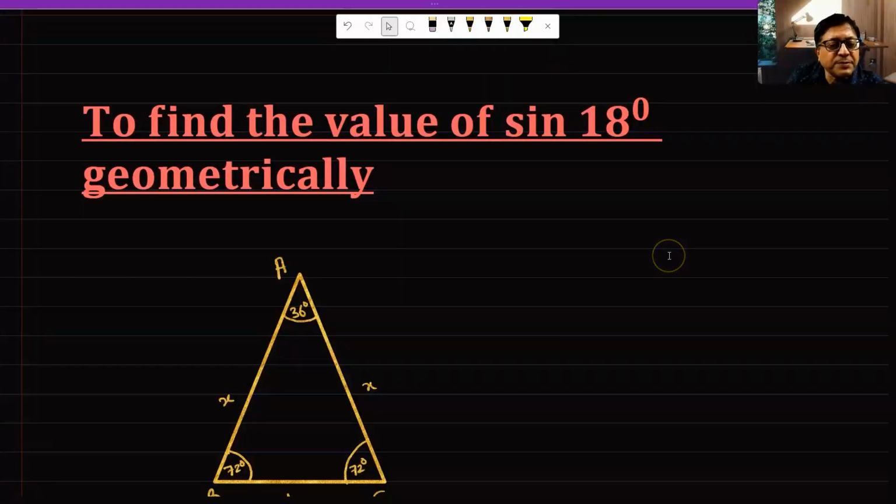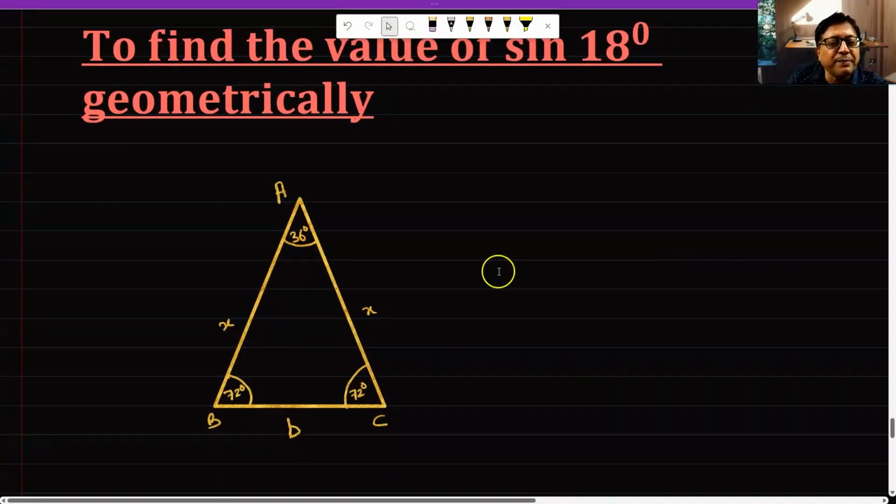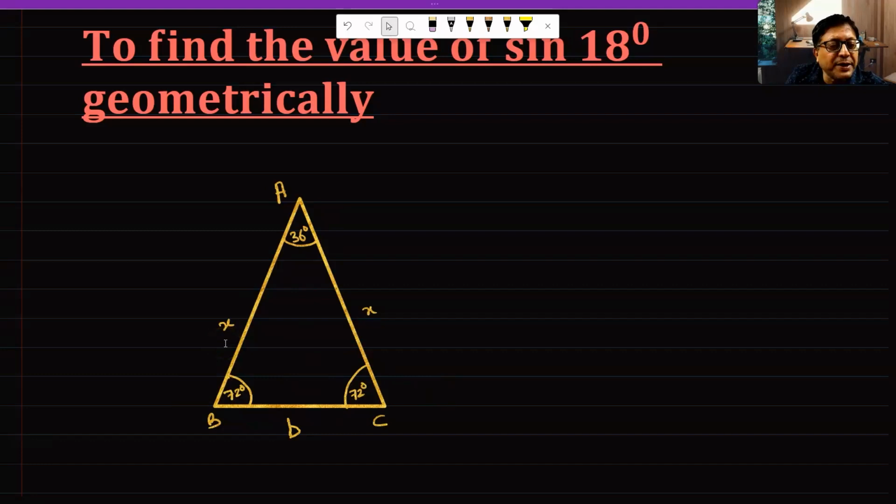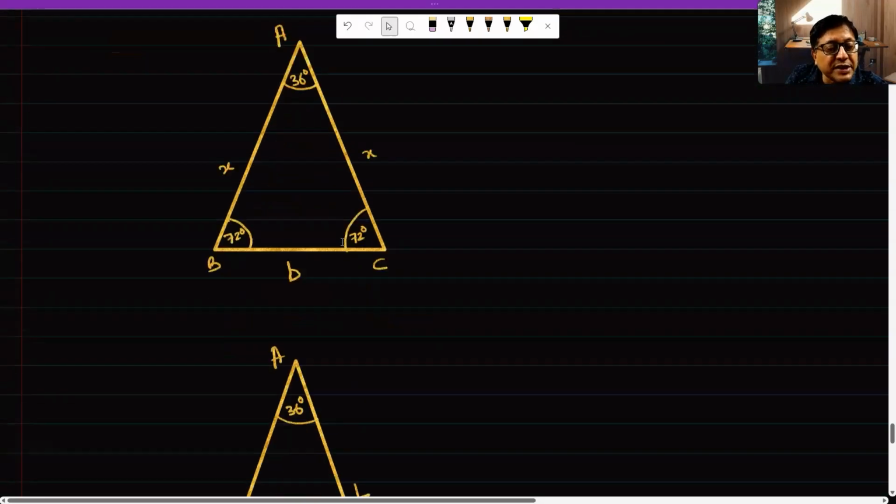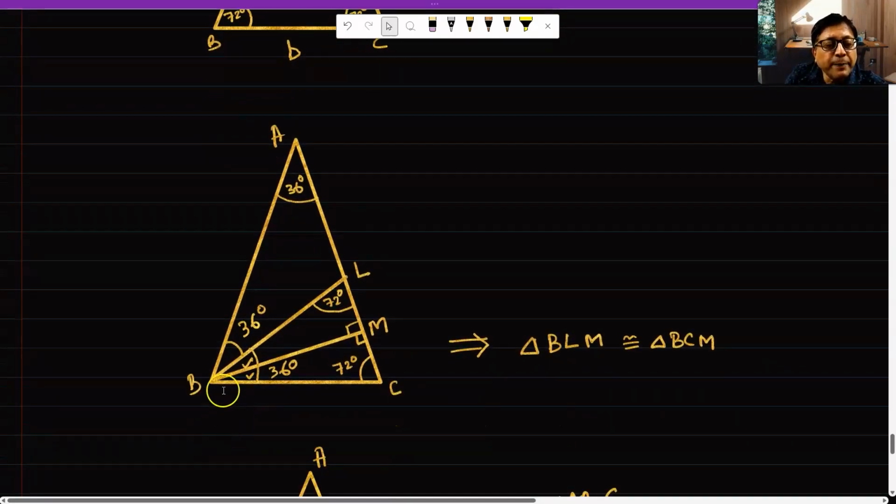To find the value of sine 18 degree geometrically, we have taken the triangle ABC, this one 72, 72. The triangle is isosceles, this part we have taken x, this one x, and this side be equal to b. Then obviously the remaining angle is going to be 36 degree. Now draw perpendicular BM and draw the angle bisector BL.